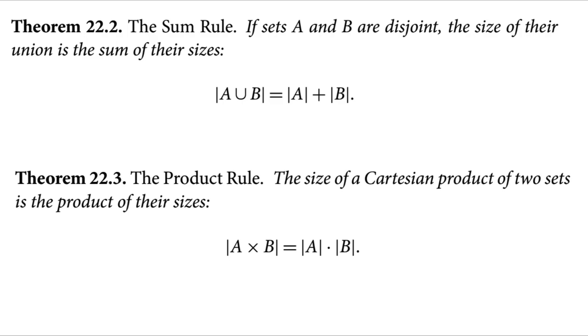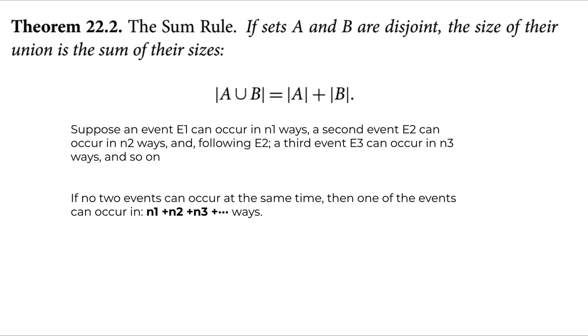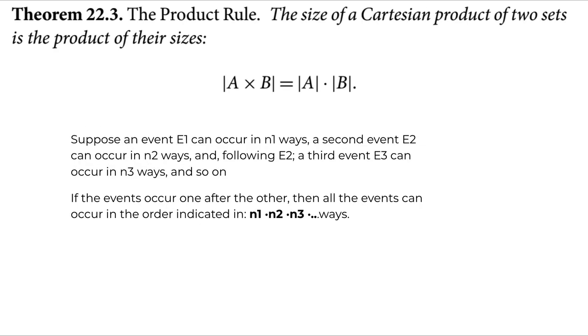There are two rules that come into the counting principles. The first one is the sum rule and the second one is the product rule. The sum rule states that if sets A and B are disjoint, the size of the union is the sum of their sizes. That's the size of A union B is A plus B. And the product rule is that the size of the Cartesian product of two sets is the product of their sizes. A cross B is A times B.